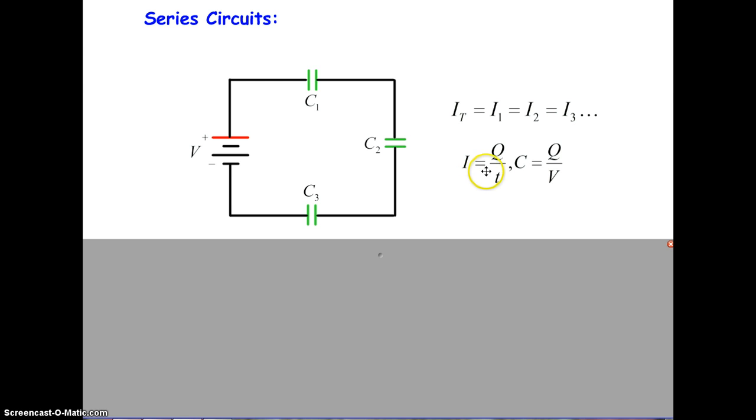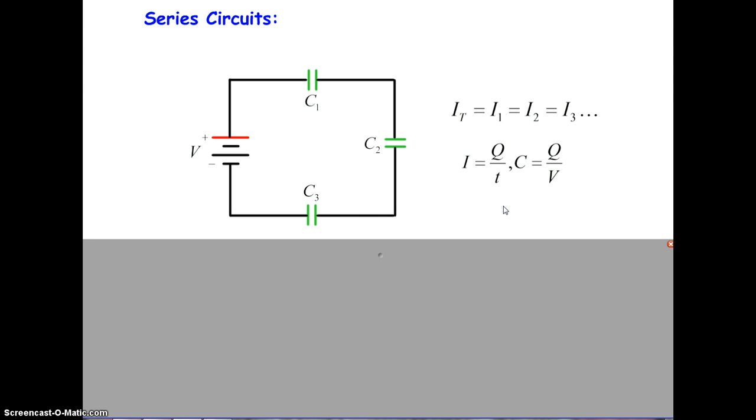Current is the rate of charge flow. Well, as soon as we heard the word rate, we knew that time was in the denominator, and charge, we assign a capital Q value, so I equals Q divided by t. Current is, if you want to think of it this way, the number of electrons that pass a point per unit time, or per second. Okay, so it's coulombs per second.